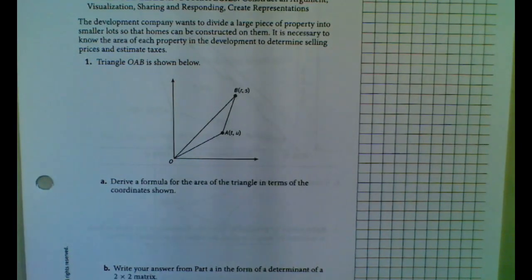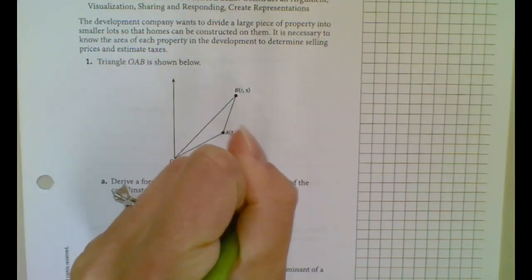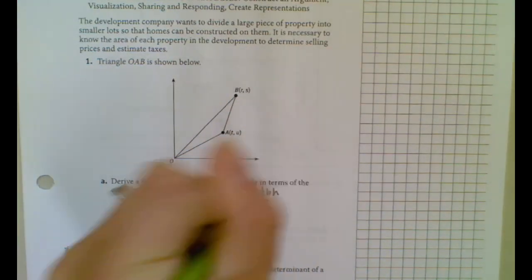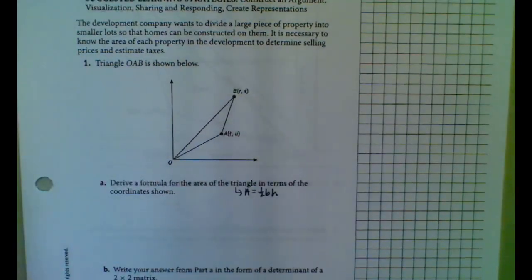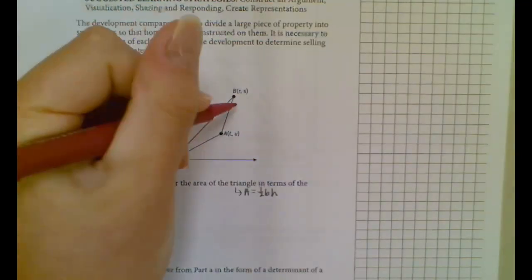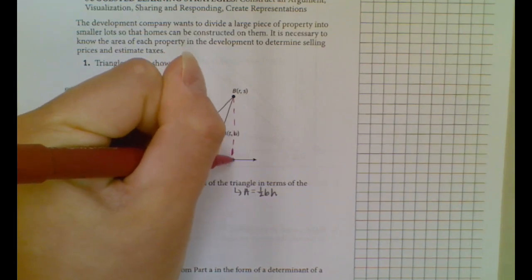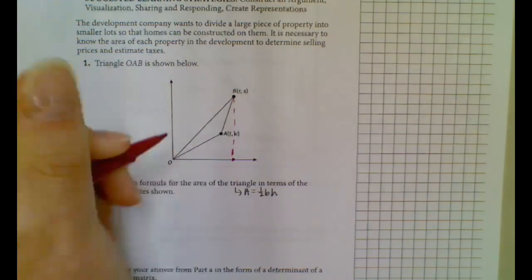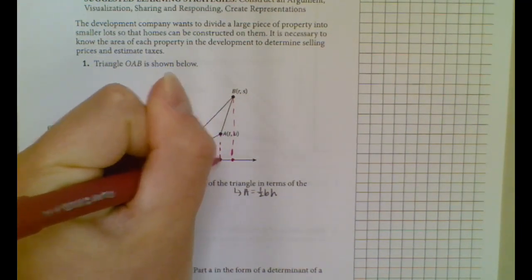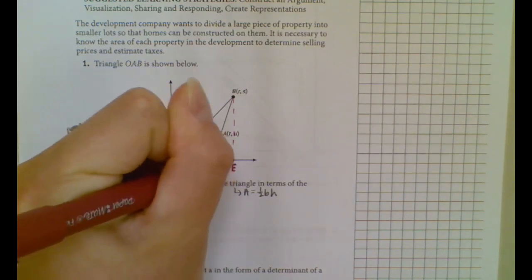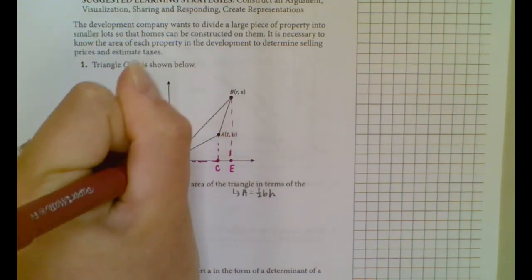First of all, the area of a triangle, I know most of you know, is A equals a half base times the height. But that's when we have a right triangle. Notice that that is not a right triangle. So I'm going to create a right triangle here, and another right triangle here. I'm going to label this as point C and this is point E. So I've got a triangle here, a right triangle there, and this big right triangle.